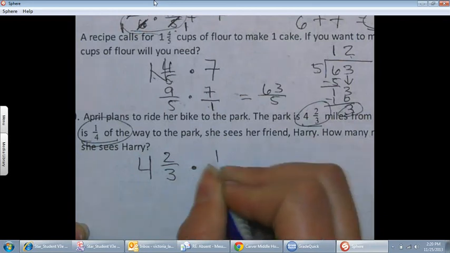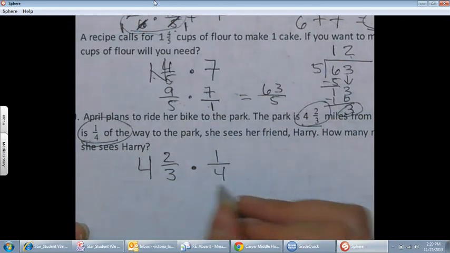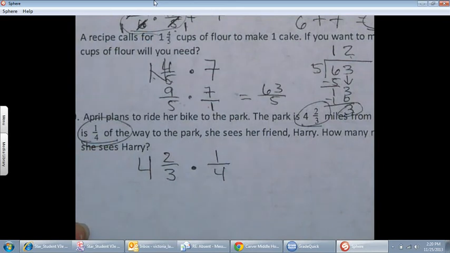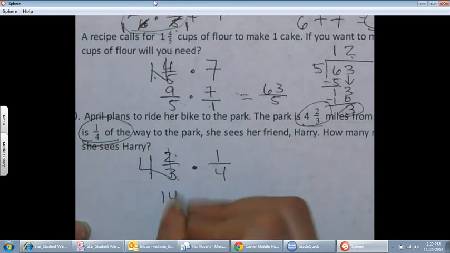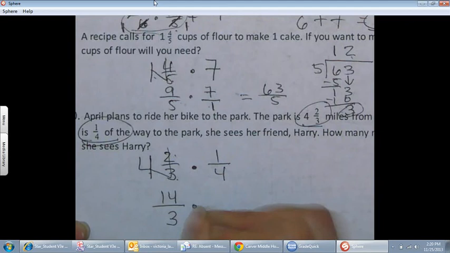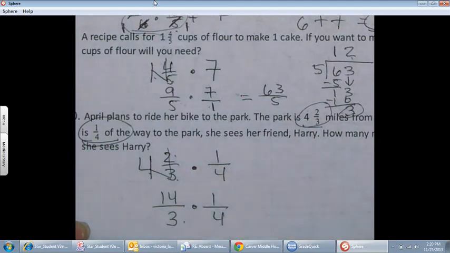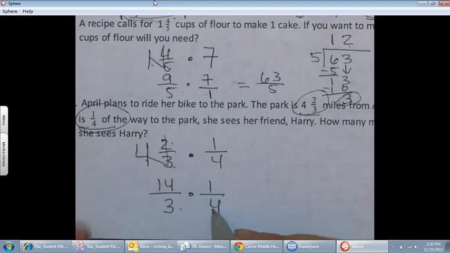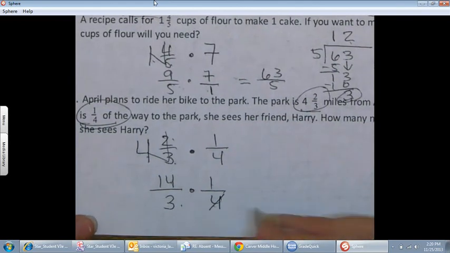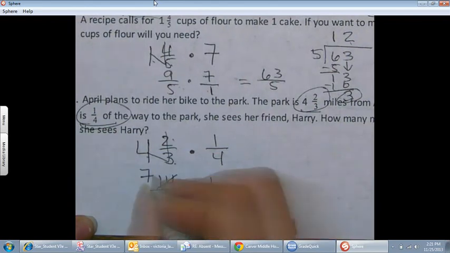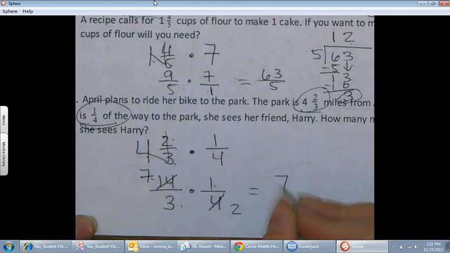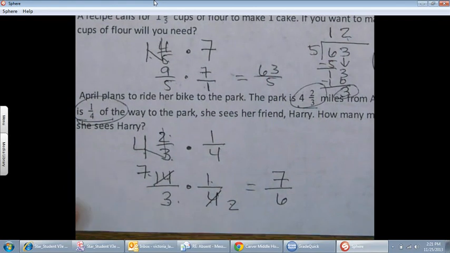And we know that we can't multiply a mixed number, so we're going to have to make it into an improper fraction. 4 times 3 is 12, plus 2 more gives me 14 over 3 times 1/4. 1 and 3 won't simplify, 14 and 4 will, because 2 goes into both. So 4 divided by 2 is 2, and 14 divided by 2 is 7. So 7 times 1 gives me 7, and 3 times 2 gives me 6, but I can't leave 7/6 because that's an improper fraction, so I have to take a dip in the pool.